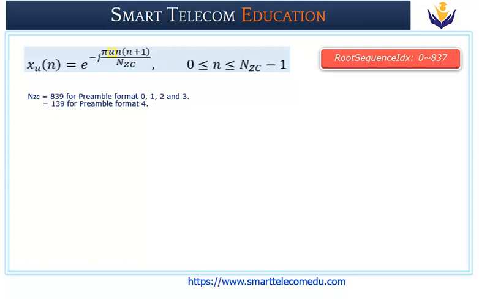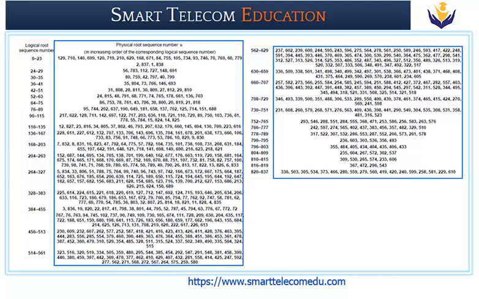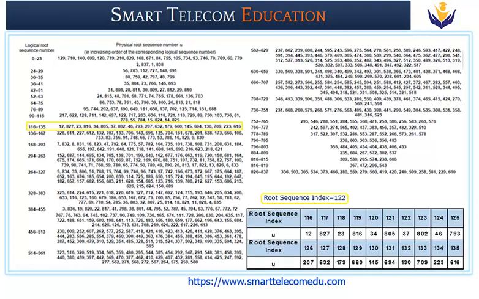The mapping between the logical root sequence index and the physical value of U is determined by the following table. The first column is the logical root sequence index, and the second column is the physical value of parameter U. For example, if the root sequence index is equal to 122, in the range of 116 to 135, then the mapping of 122 from the table gives a value of U equal to 37.